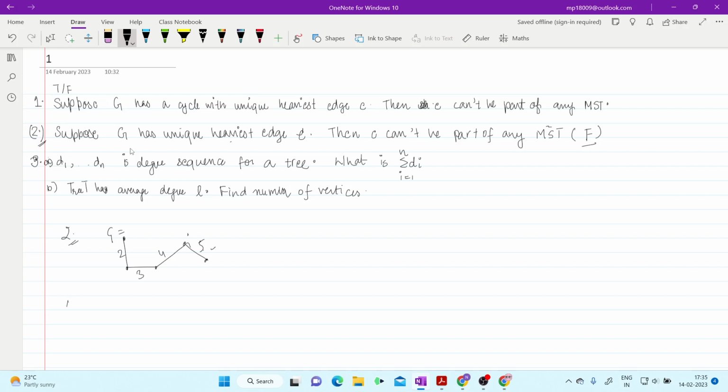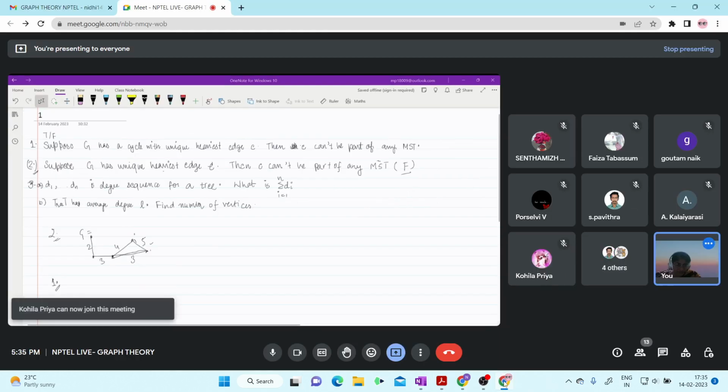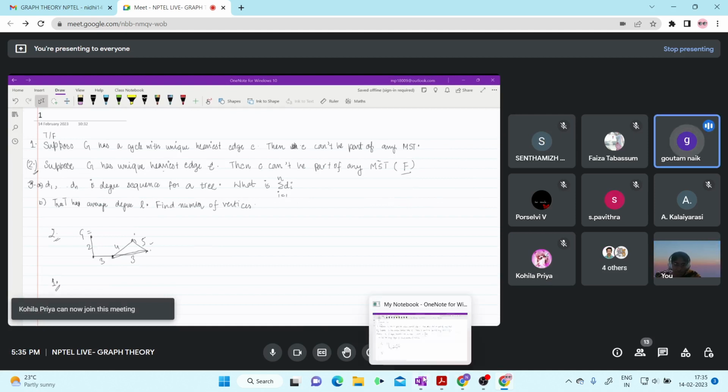Now somebody was saying the first part: suppose this heaviest edge is contained in some cycle, like this. Then can we say that E cannot be a part of any minimal spanning tree? Then is it true? We can remove the edge, no? Yes.